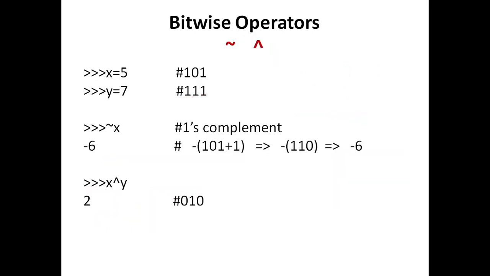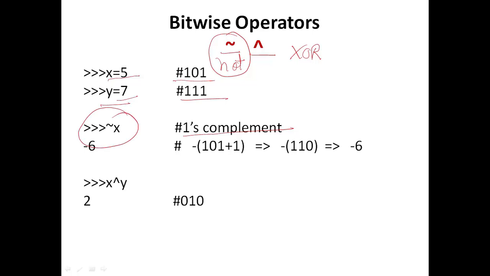Let's see another two bitwise operators, which are bitwise NOT and bitwise XOR. This is called the bitwise NOT operator. So what does the bitwise NOT operator do? It just does a ones complement of a number. So if we have a number x having value 5, whose equivalent binary is 101, and we apply bitwise NOT, what happens? We have to calculate the ones complement of x with a minus sign. That is the result of the bitwise NOT operator.